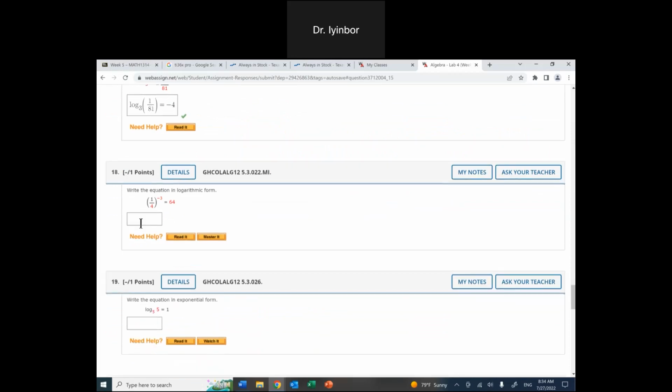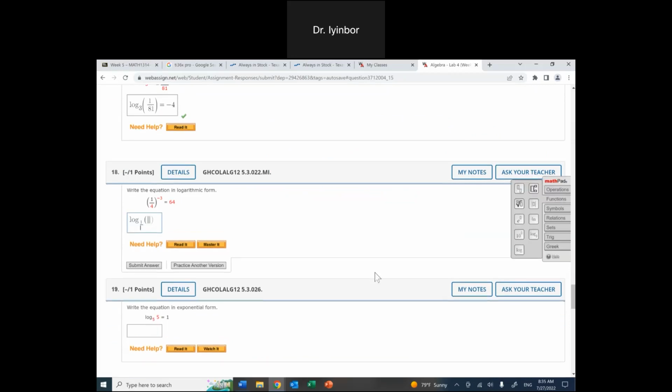I'm going to go to functions. I'm going to click the log with the base. And in the base, I'm going to put 1 over 4. And then in the parentheses, I'm going to put 64 on the other side. And then equals -3. That's it.